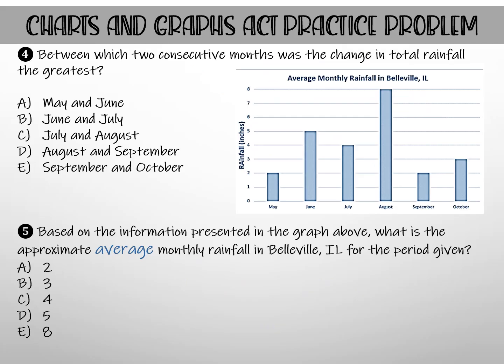Charts and graphs, ACT practice problem. Number 4. Between which two consecutive months was the change in total rainfall the greatest?